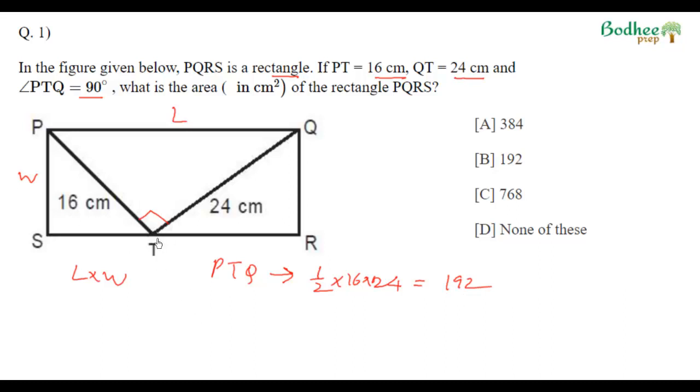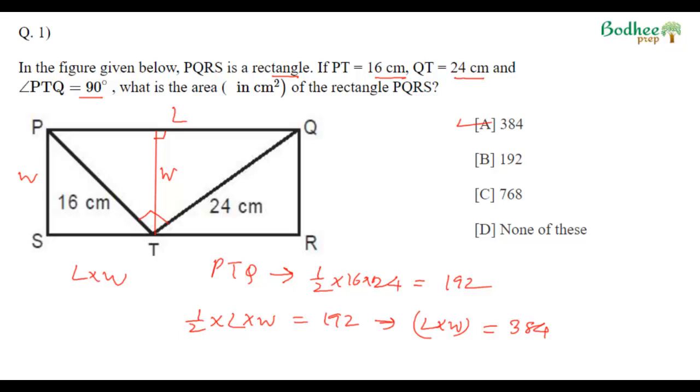And at the same time, if I drop a perpendicular from T on PQ, then this length is nothing but W. The other way of finding the area of the same triangle would be half of, considering this L to be the base, then W would be the height. And this must be equal to 192. So straight away we can say that L into W, which is the area of the rectangle, will be double of this, which comes out to be 384. So option A becomes the right answer. Very easy question. All of us can solve it within a few seconds, I would believe, right?